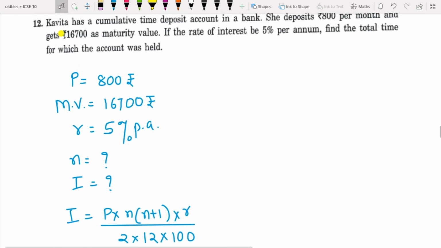Question 12 here is, Kavita has a cumulative time deposit account in a bank. She deposits 800 per month and gets 16,700 as maturity value. If the rate of interest is 5% per annum, find the total time for which the account was held. So P is given 800, maturity value is 16,700, R is 5%, time period and the interest you have to find.